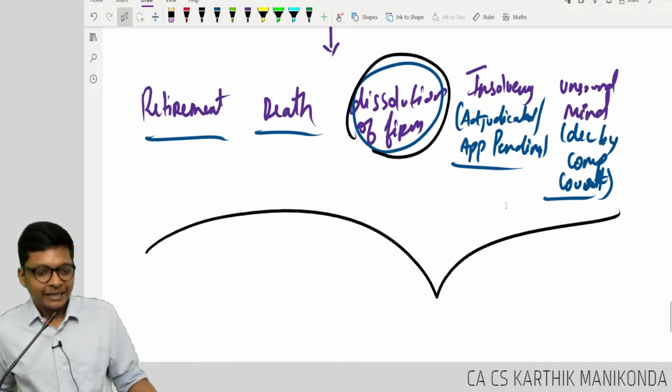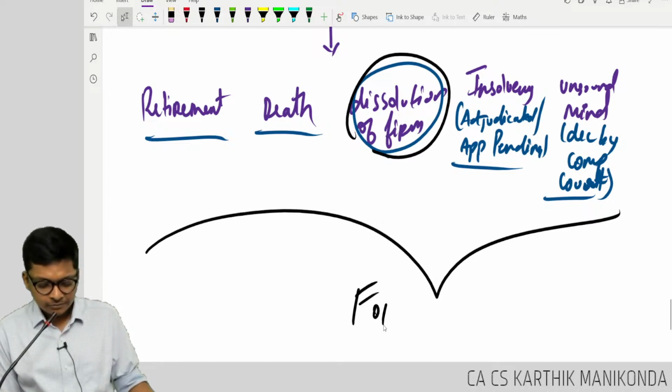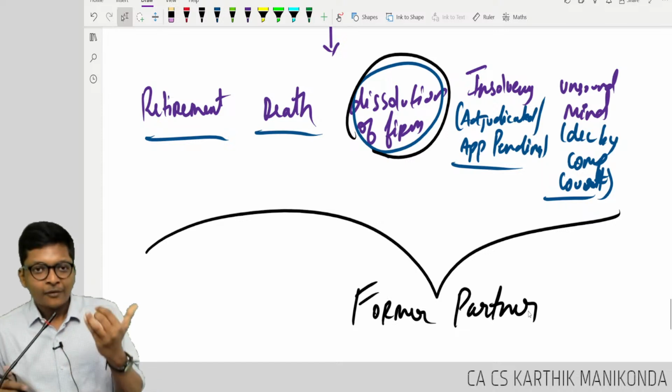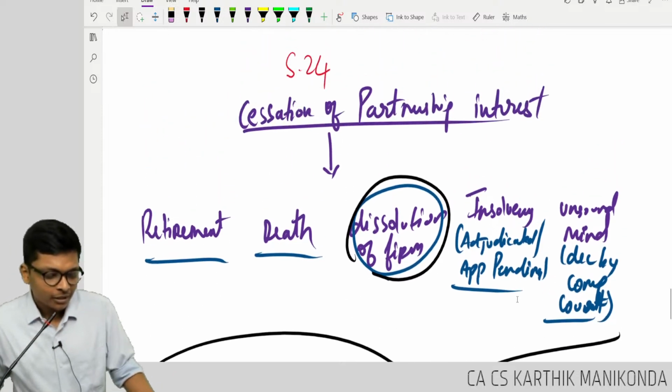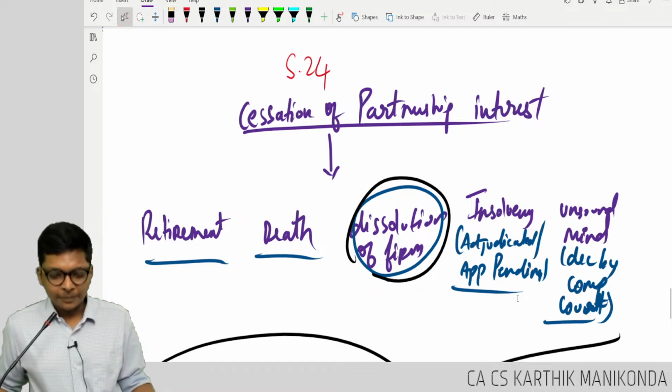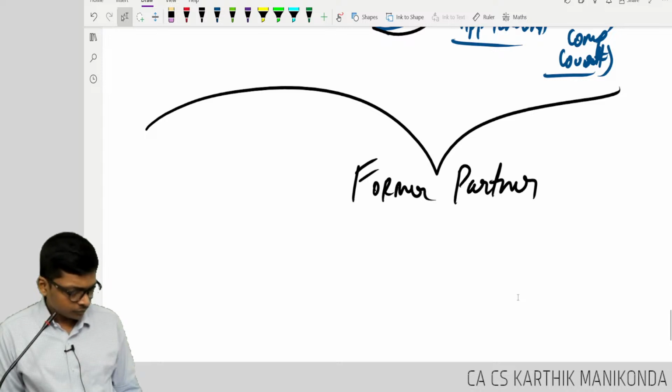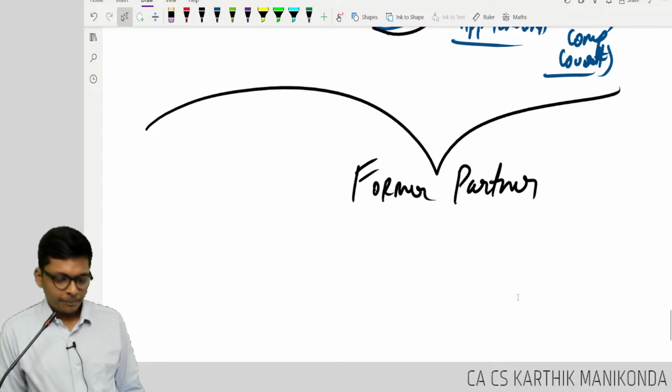Former player. Like this, here we call them a former partner. Sir, why not ex-partner? It has a different meaning, so they said former partner. Okay. Cessation of partnership interest. In all the above cases, the partner is called a former partner.